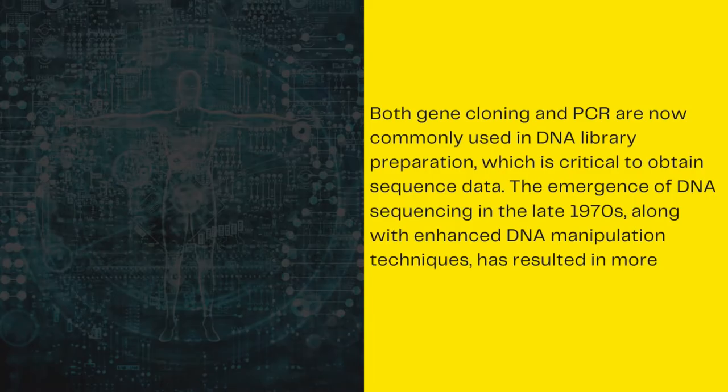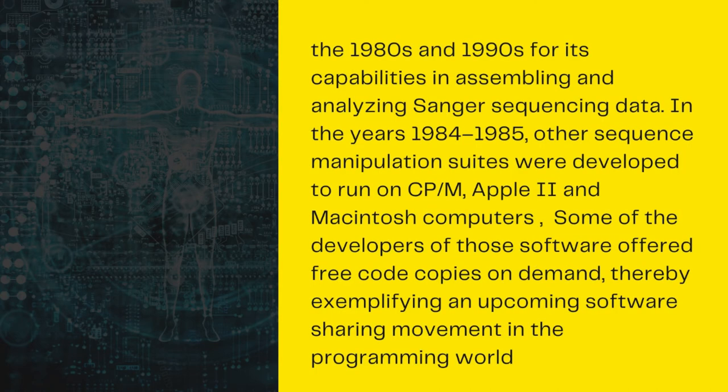Both gene cloning and PCR are now commonly used in DNA library preparation, which is critical to obtain sequence data. The emergence of DNA sequencing in the late 1970s, along with enhanced DNA manipulation techniques, has resulted in more software being developed in the 1980s and 1990s for its capabilities in assembling and analyzing Sanger sequencing data. In the years 1984-1985, other sequence manipulation suites were developed to run on CP/M, Apple II and Macintosh computers. Some of the developers of those software offered free code copies on demand, thereby exemplifying an upcoming software sharing movement in the programming world.